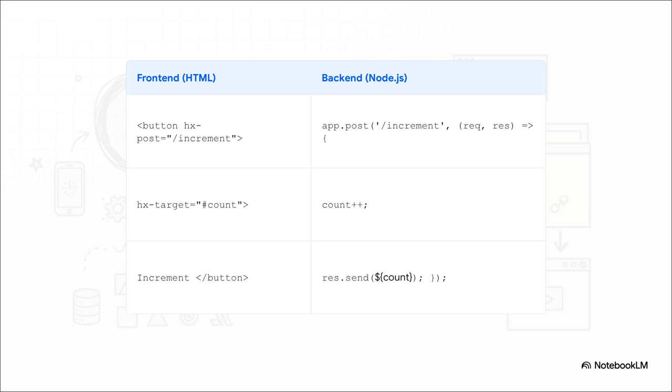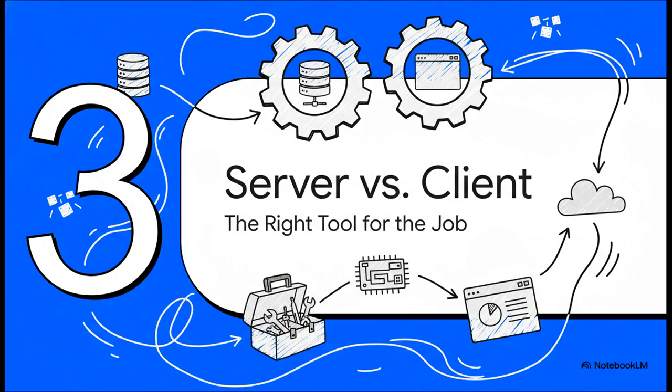Now look at the backend code on the right. It's tiny. It just adds 1 to the count and sends back the new number as a tiny snippet of HTML. That's it. No JSON, no client-side templates, no virtual DOM. Simple. Okay, so a really common mistake people make is thinking this whole thing is anti-JavaScript. It's not. Not at all. It's about being smart. It's about using the right tool for the right job.